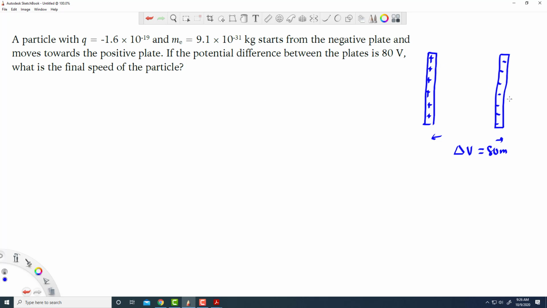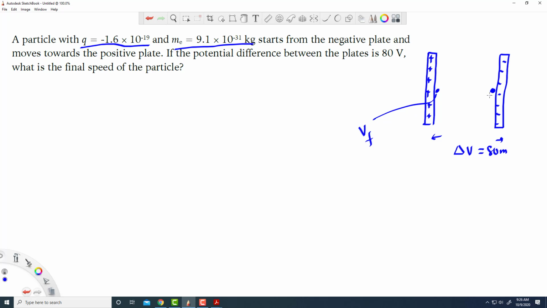So a particle starts from this point, near the negative plate, and the particle has charge given by that, mass given by that. What's the final speed of this particle just before hitting the positive plate? So we want to find Vf here. Okay, same kind of problem we did before.